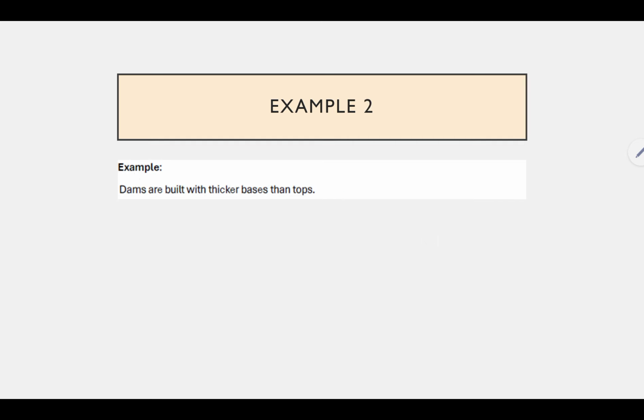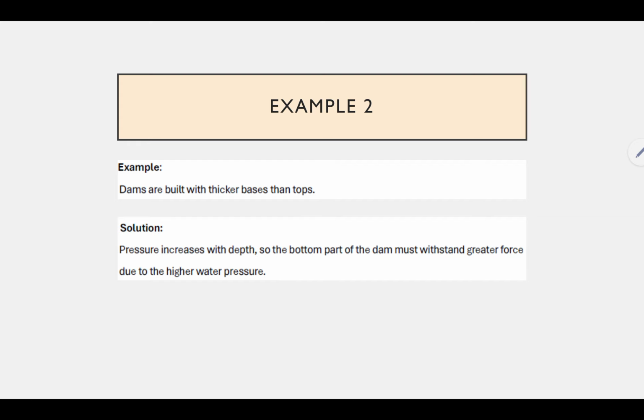Here's another example. Dams are built with thicker bases than tops. Why? Pressure increases with depth, so the bottom part of the dam must have a large, thick base to withstand the greater force due to the high water pressure.